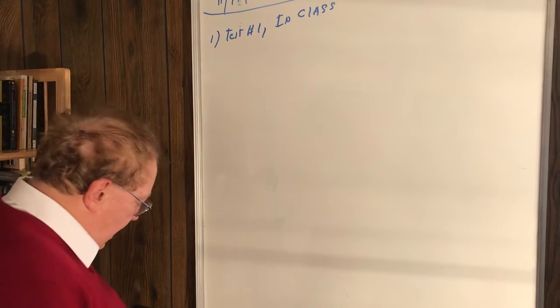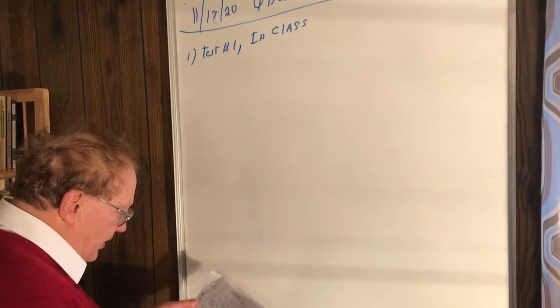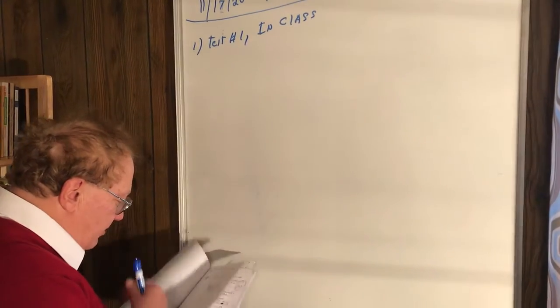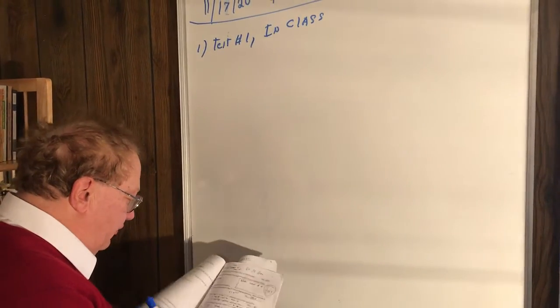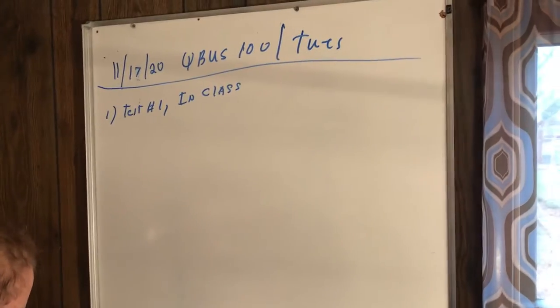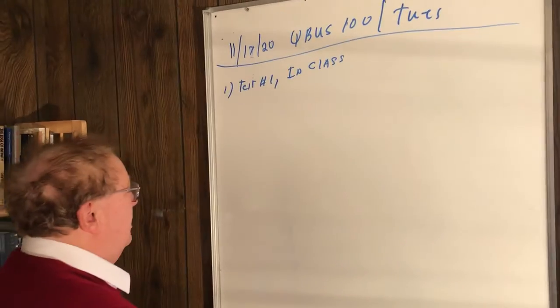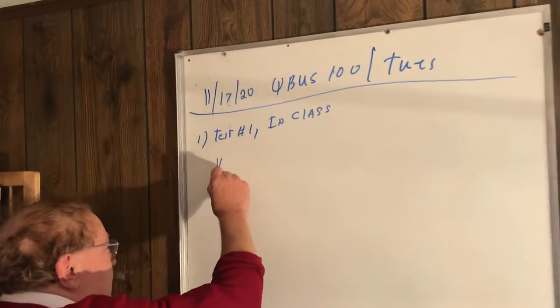I want to go over test number 1 first, and then I'm going to go over some comparisons, because some of you seem to be confused between present value and future value. So what I want to do is look at number 3 on the take-home test.